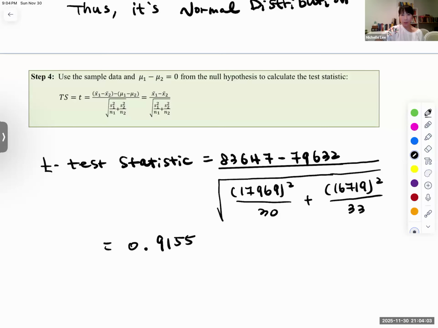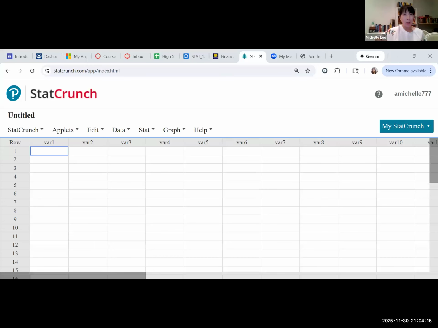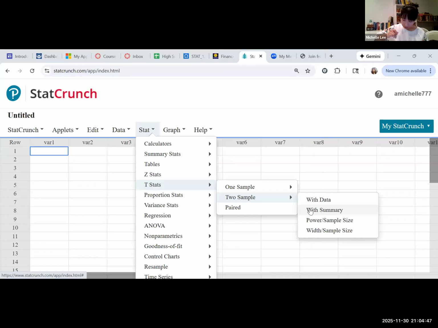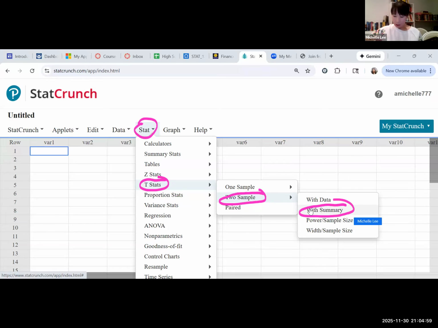All right. So I want to share my screen. And I took a picture of the information. Okay, so turn off the recording here, right? Okay. Go to Stat, T Stats, and we are using two samples here with the summary, right? Okay, let me highlight. Stat, T Stats, two samples with summary. Yeah. Okay. Let me click.